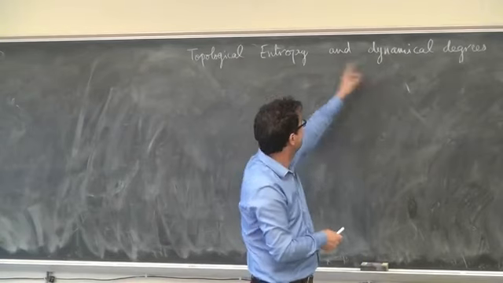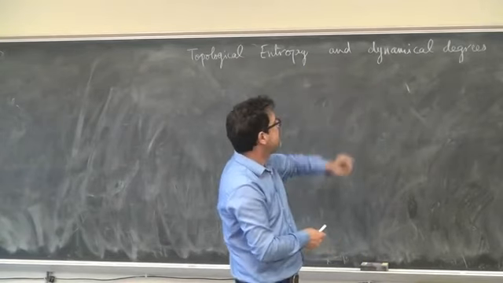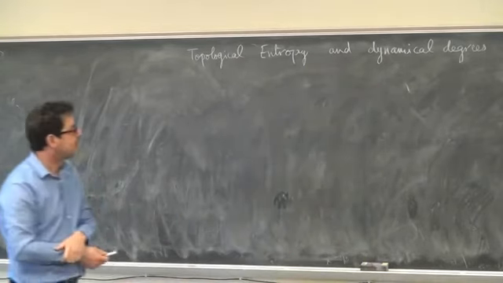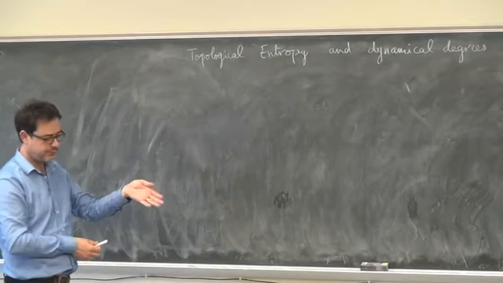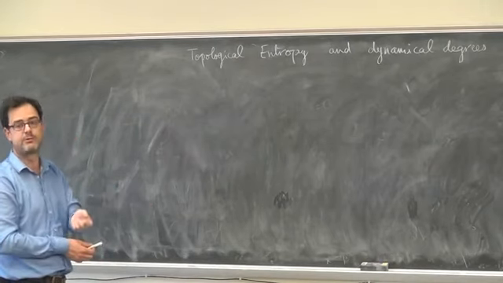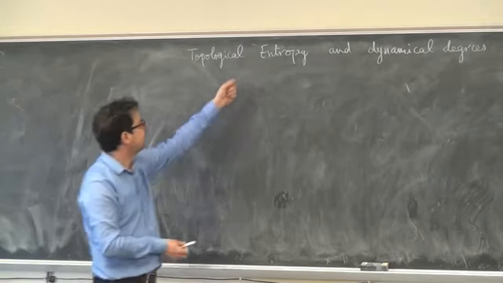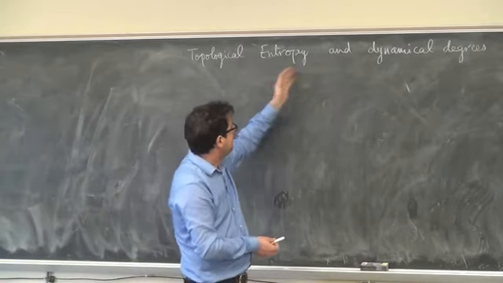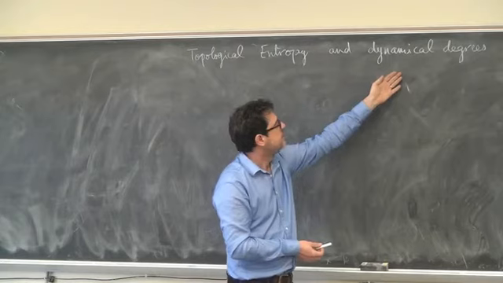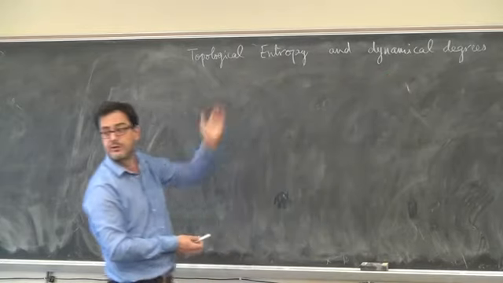Okay. And the relationship between the two numbers is the following. If you have an algebraic transformation of an algebraic variety which is defined over the complex numbers, then the logarithm of the dynamical degree will be an upper bound for the topological entropy.